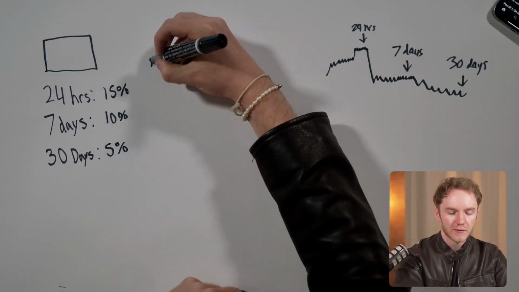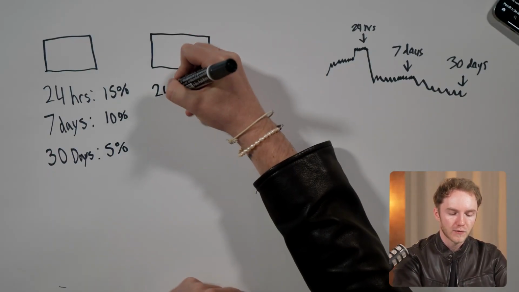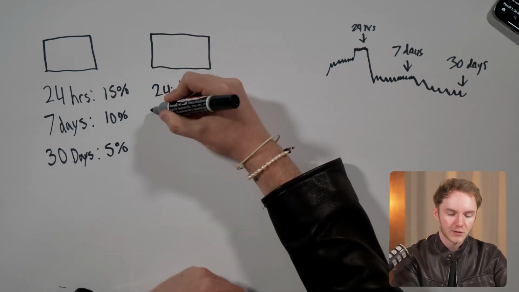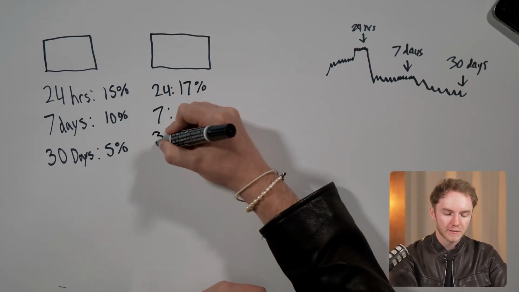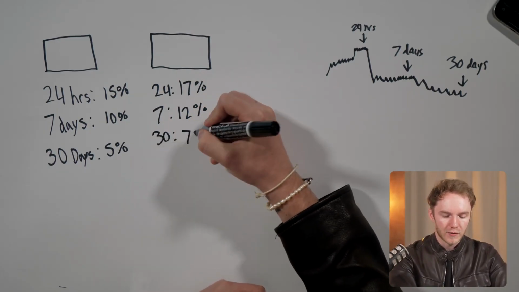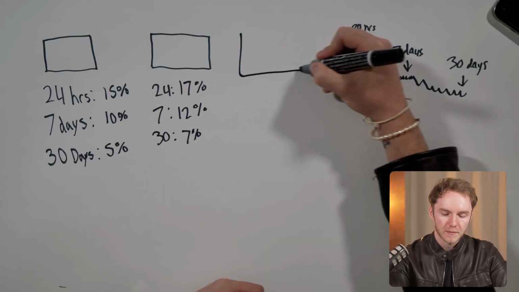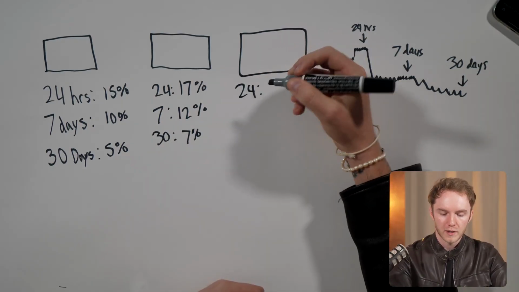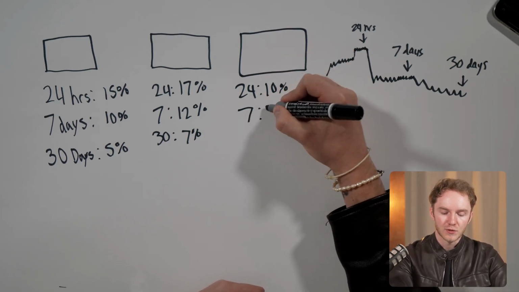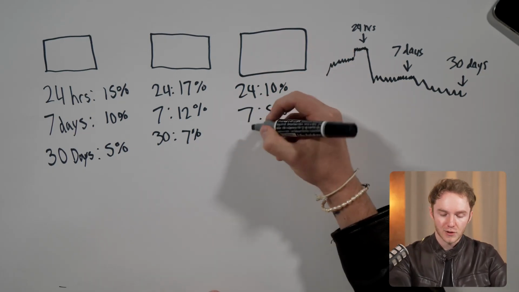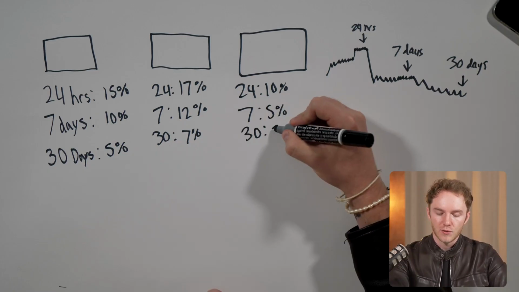Then we need to analyze our second video. And maybe that one in the first 24 hours, let's say 17%. Then after 7 days, it got, let's say, 12%. Then after 30 days, that video went down to 7%. Now we have video 3. This one after 24 hours went down to 10%. Then after 7 days, this one went down to 5%. Then after 30 days, this video went down to 3%.